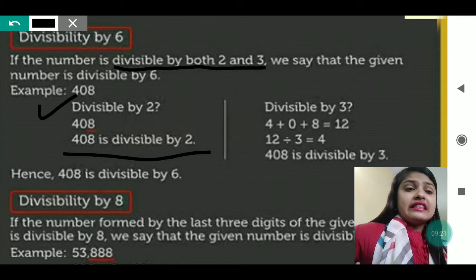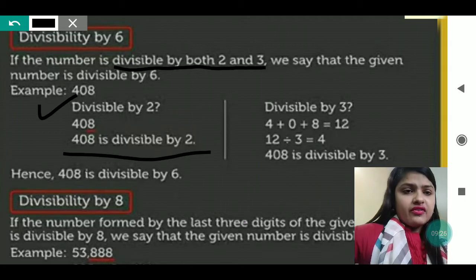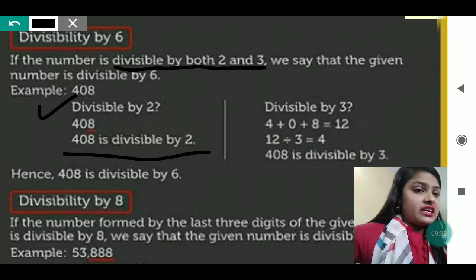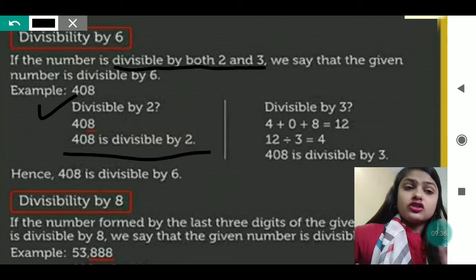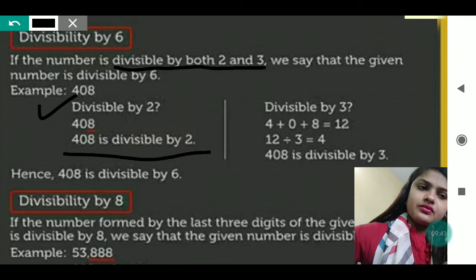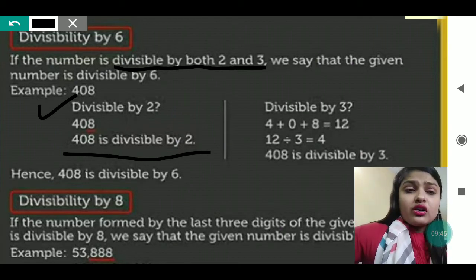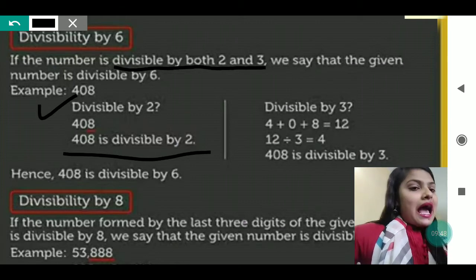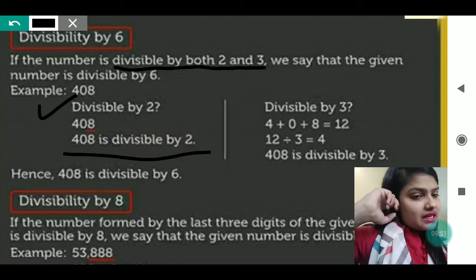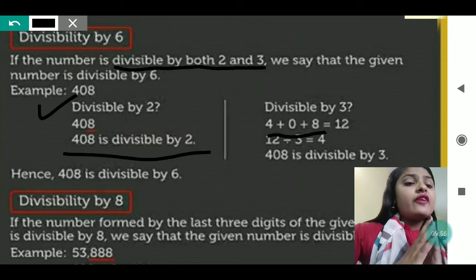Okay, now we have to see whether this number is divisible by 3 as well. With both it should be divisible, then only this number can be divisible by 6. It is not that if it is divisible with 2 and not with 3, then also it is divisible by 6. No, it should be divisible with both numbers, with 2 as well as with 3. So divisibility by 3: how did we find out the divisibility of a number by 3? By adding all the digits. So 4 plus 0 plus 8 we will add. We will get 12.